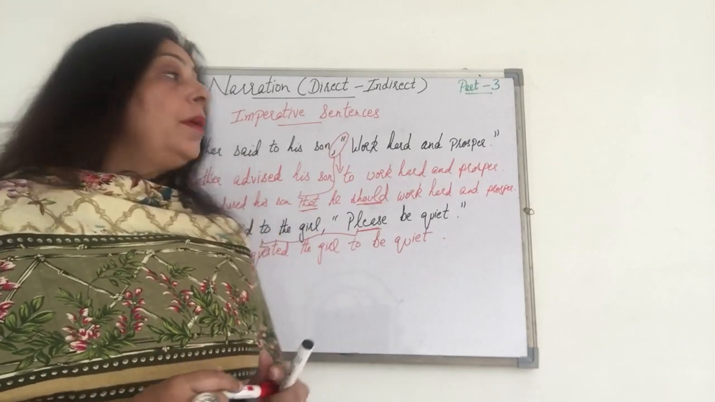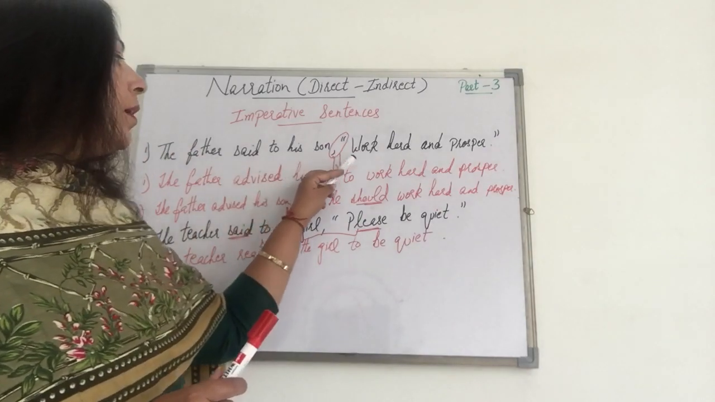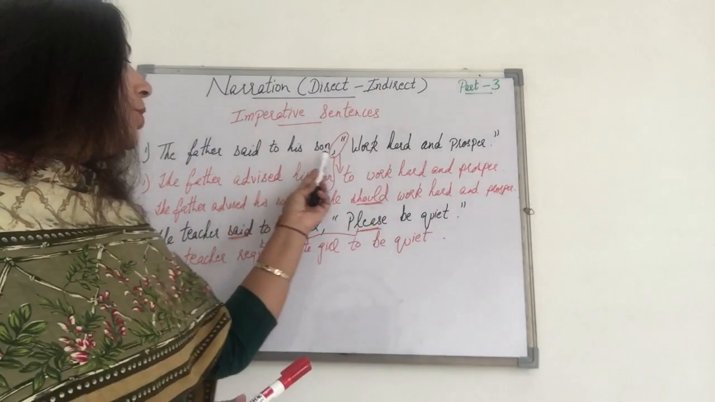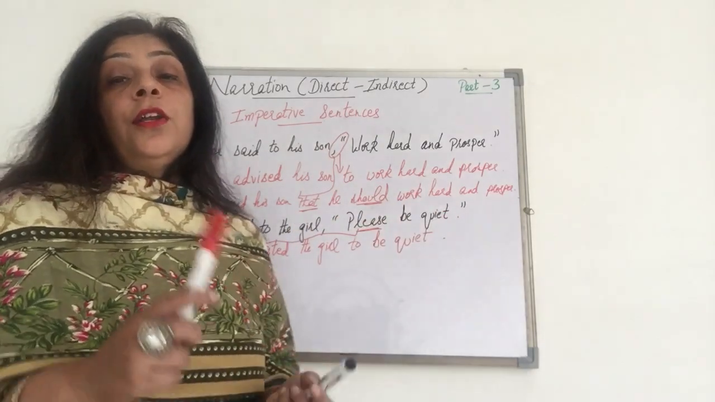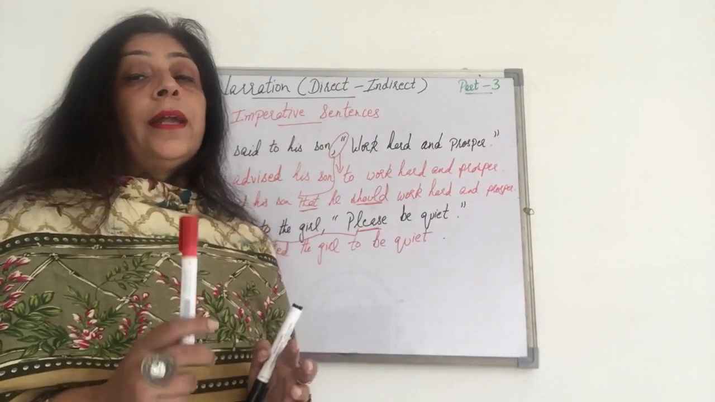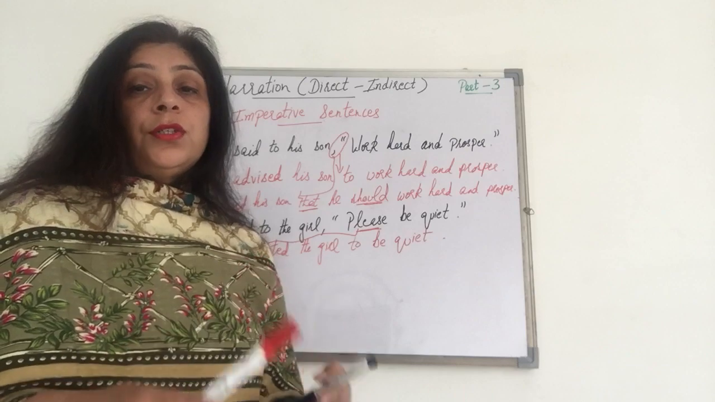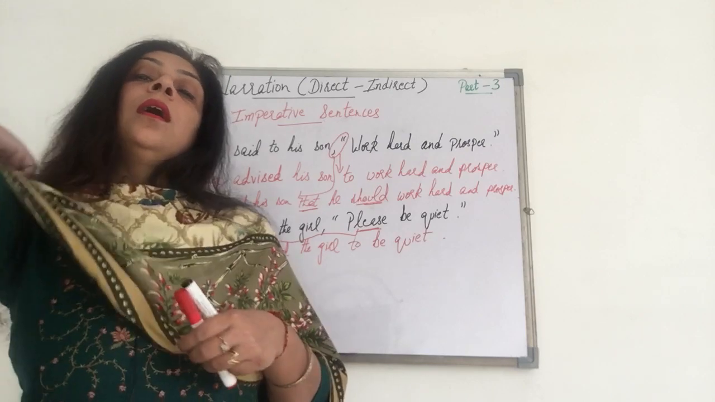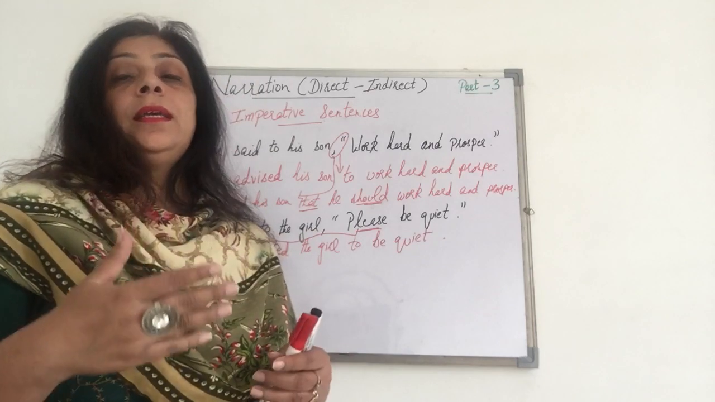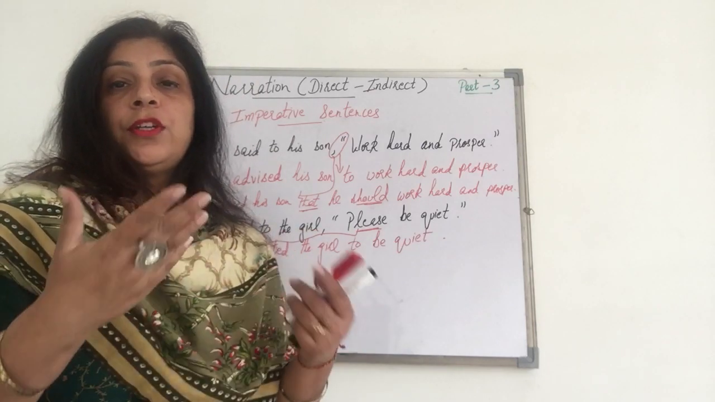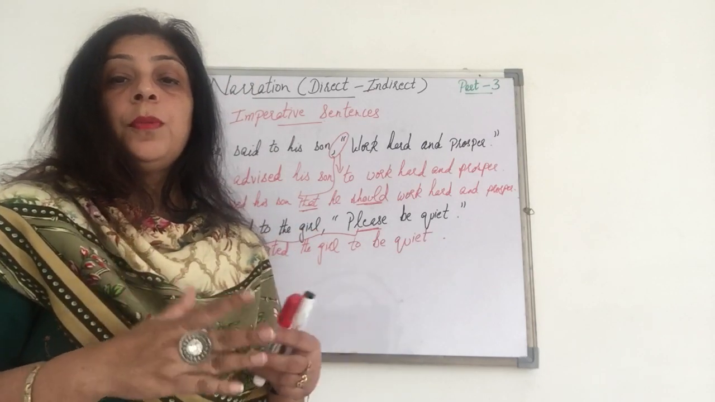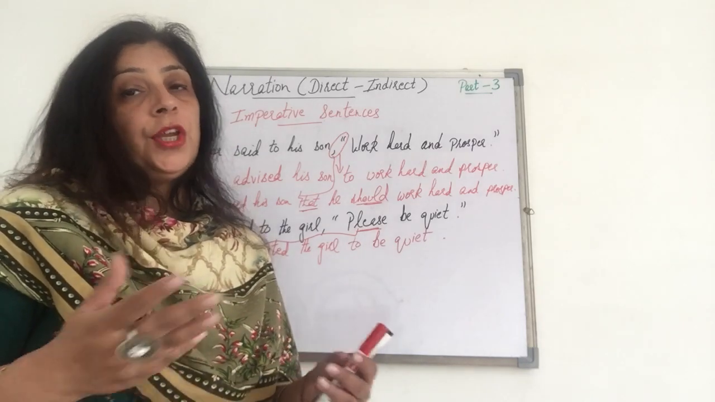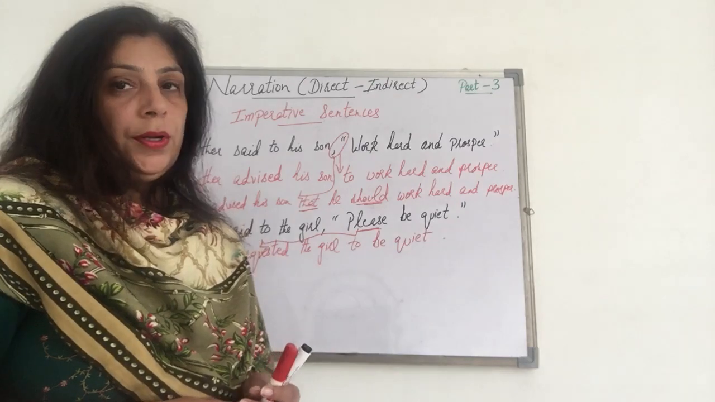Now maybe suppose the father said to his son, leave the room. So you can say the father ordered his son. Now what is the difference between order and command? The word order is used for general people, but the word command is used when an order is given by, say, army people, a regiment or police group or NCC group, then we use the word command. For general, we use the word order.